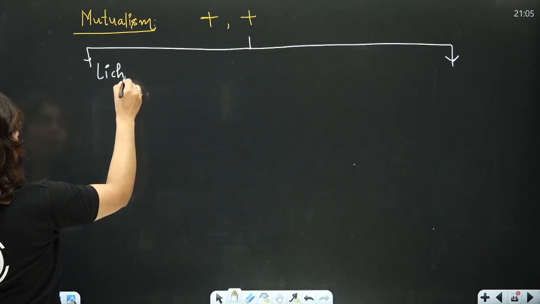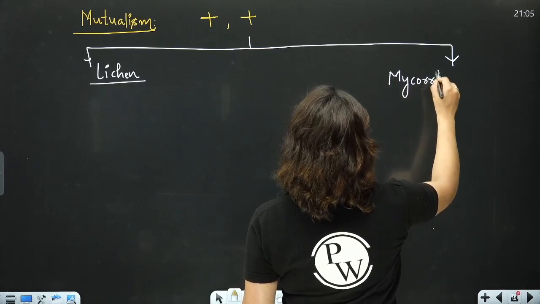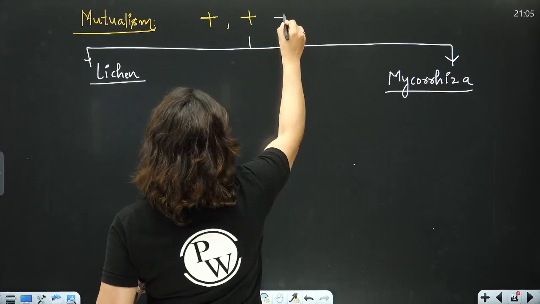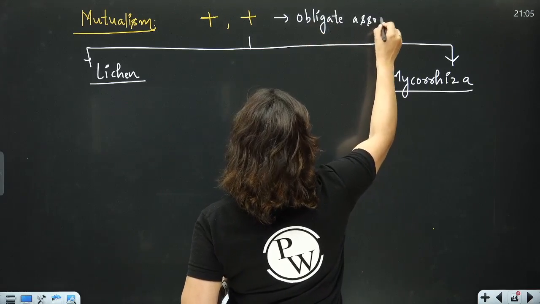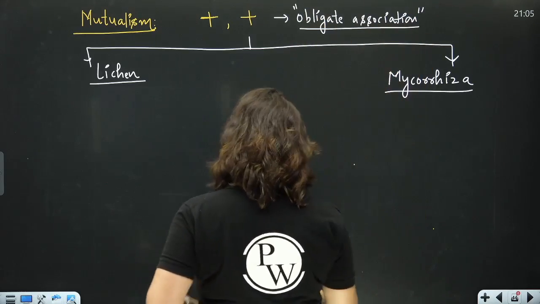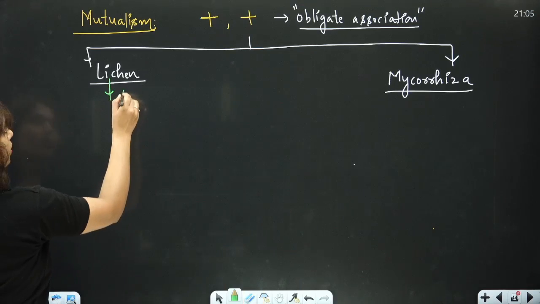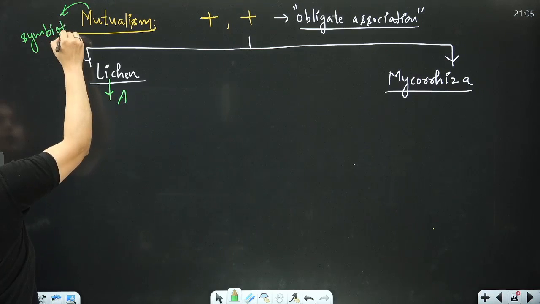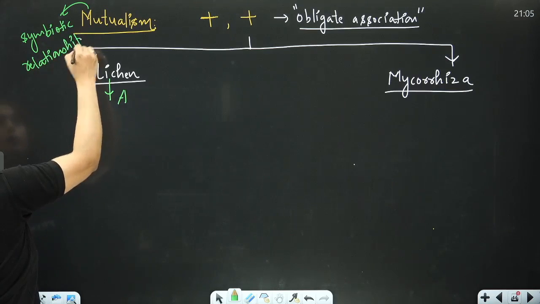Lichen and mycorrhiza are the two important examples of mutualism where both the organisms show obligate association. What is the meaning of obligate association? Both the organisms cannot live without each other. They show obligate association during mutualism. Mutualism is also called a symbiotic relationship.